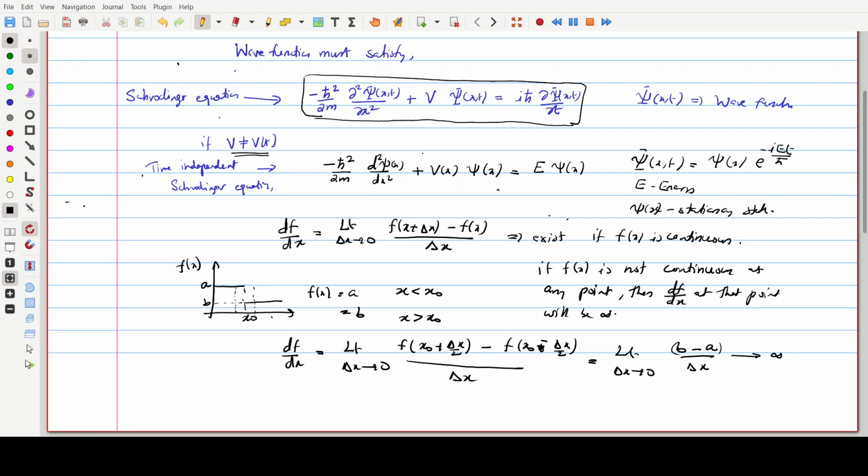This equation must be valid at all points of x. So therefore, the psi must be continuous, and its derivative must be continuous at all points. Otherwise, there will be an issue with the second derivative. The second derivative will become infinity, and this equation will not be valid. So that is the validity condition of the wave function.